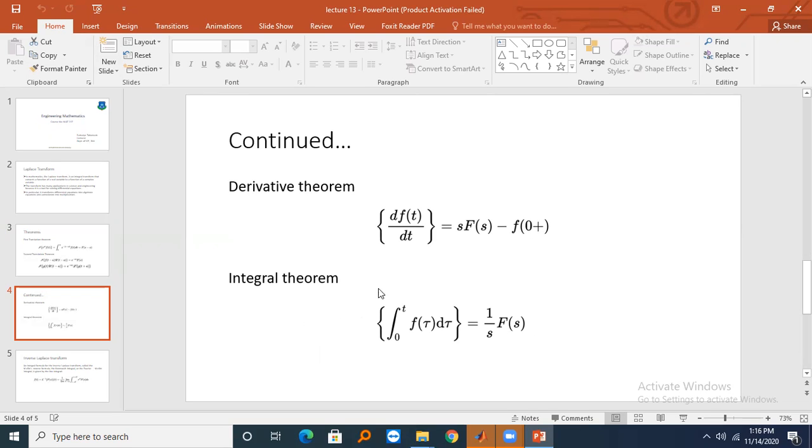And in the integral theorem, if we take the Laplace transform of the integration of f(tau) d tau, where the limit is 0 to t, we get 1 by s times F(s).